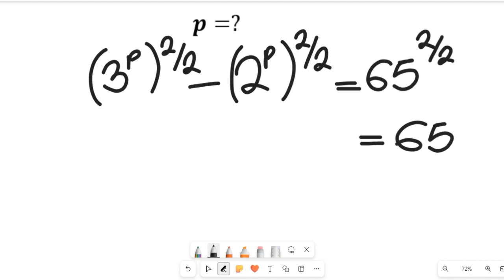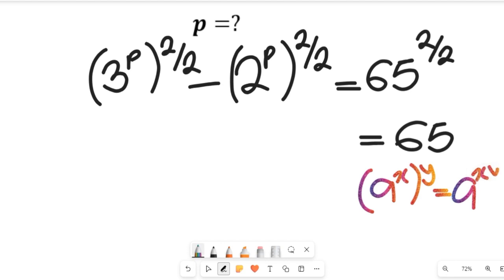So where we want that equation well applied is on the left hand side. Now let's look at the left hand side very well. From the left hand side, I will take you to a law of indices. In that law of indices, if you have a to the power of x, all to the power of y, this can be equal to a to the power of xy, right? Good. Now let's apply it here.